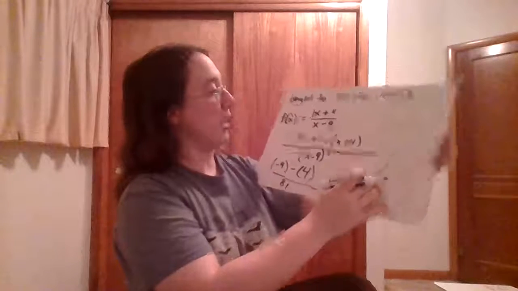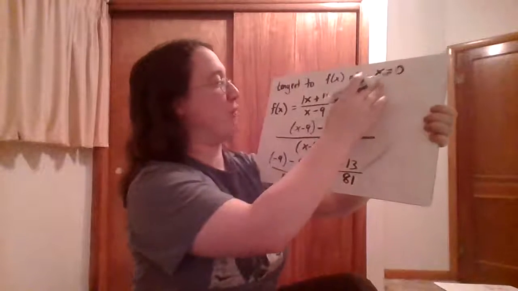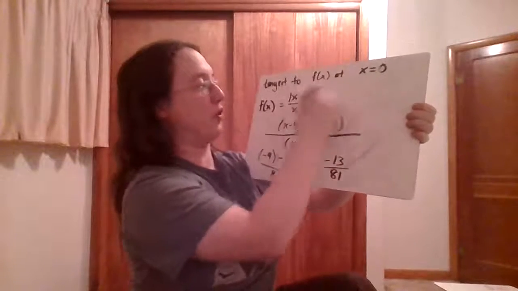So then we're going to take our slope and we're going to find our point. So we're going to want to plug 0 back into the original, find our point. So 0 plus 4 is 4.